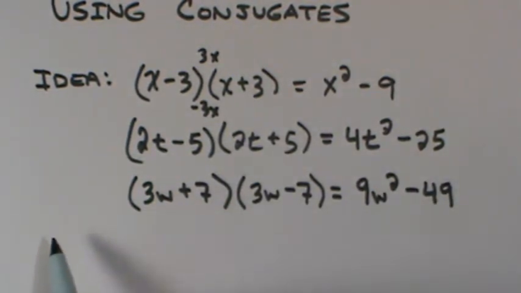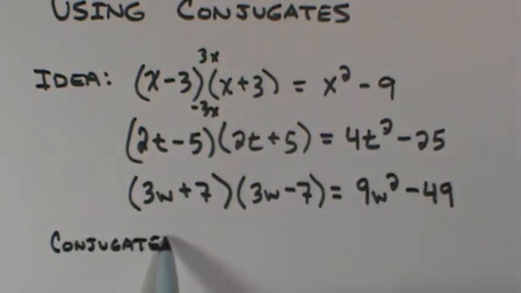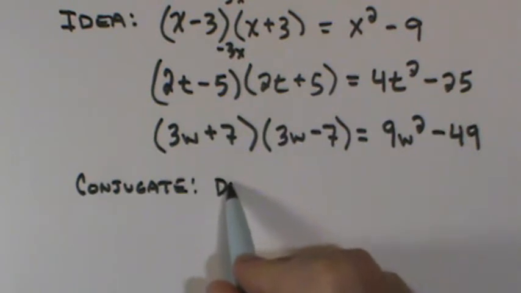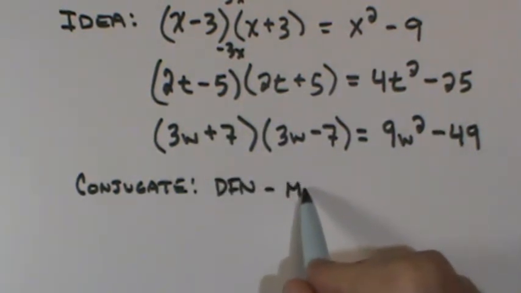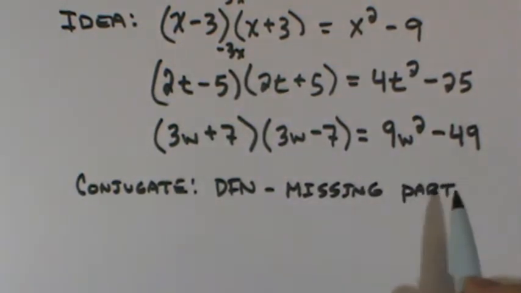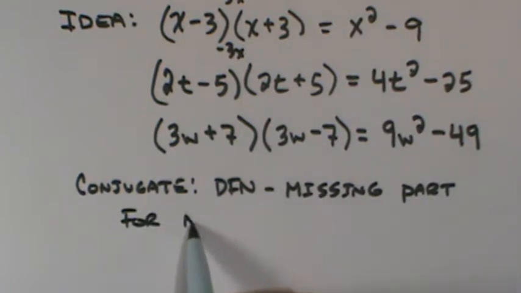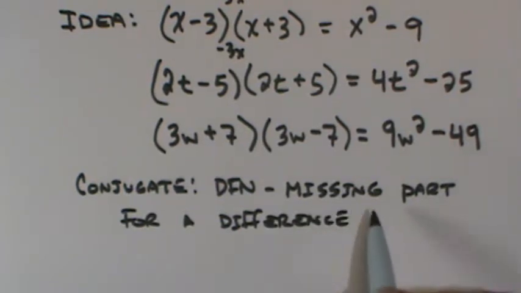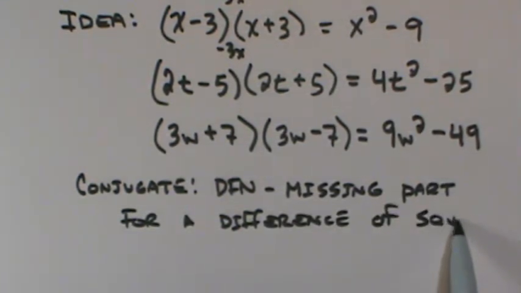So let's introduce a conjugate. A conjugate, by definition, is the missing part. It's the missing part for a difference of squares. And I'll start with our first example, why we need a conjugate and how it's going to be used for rationalizing denominators.